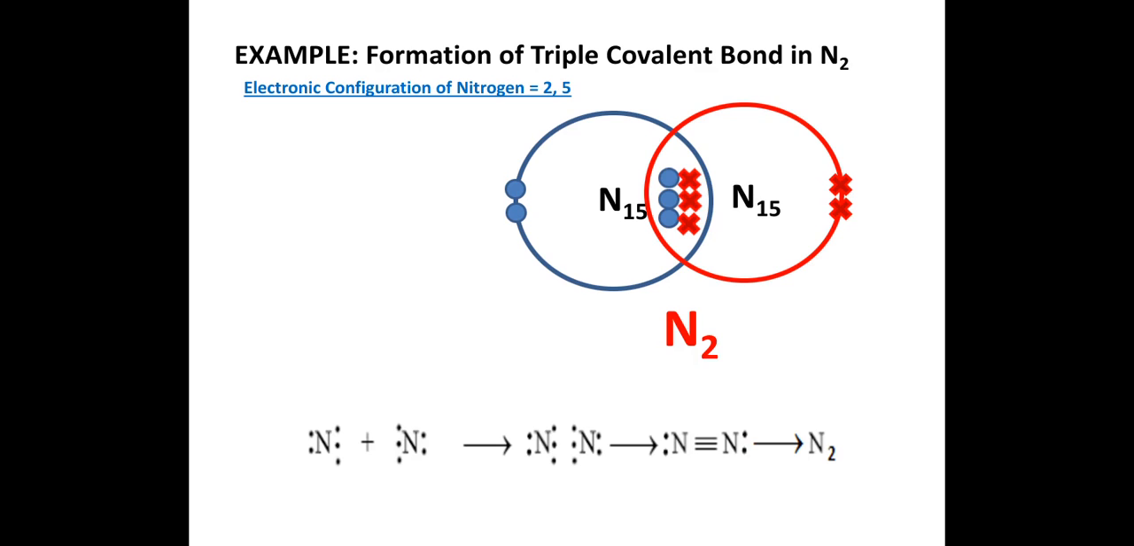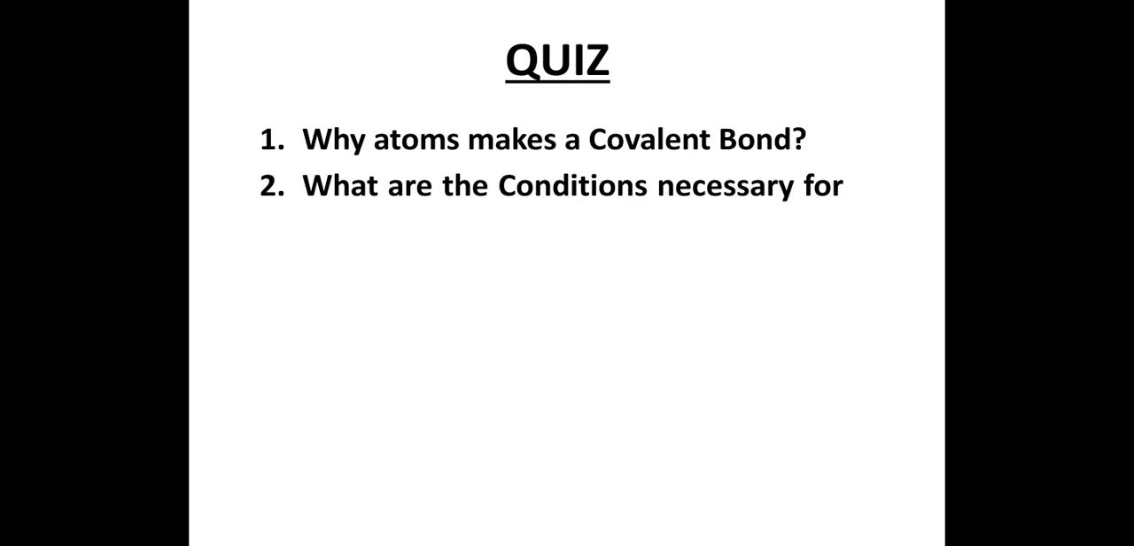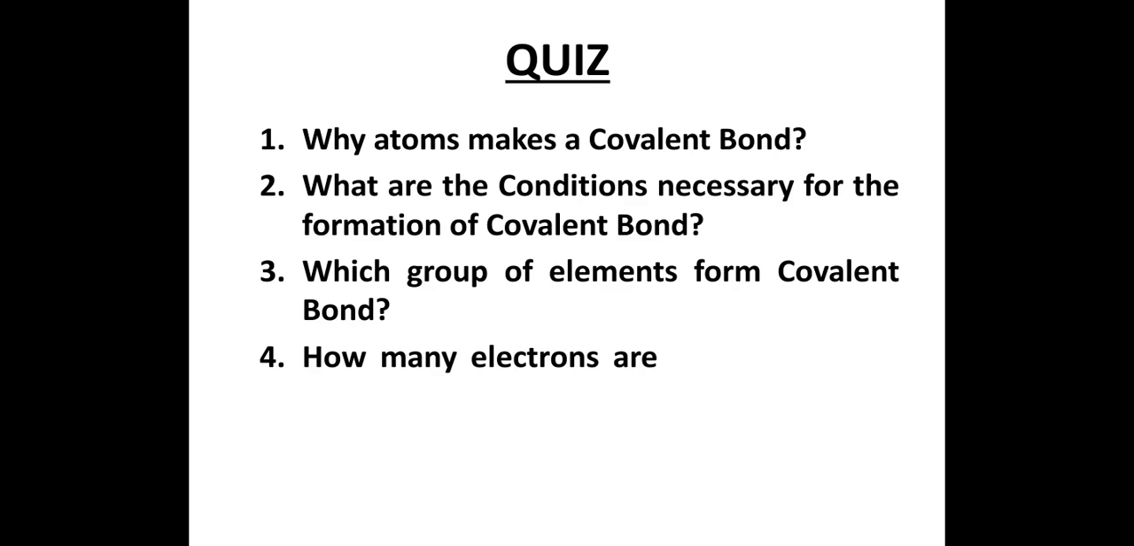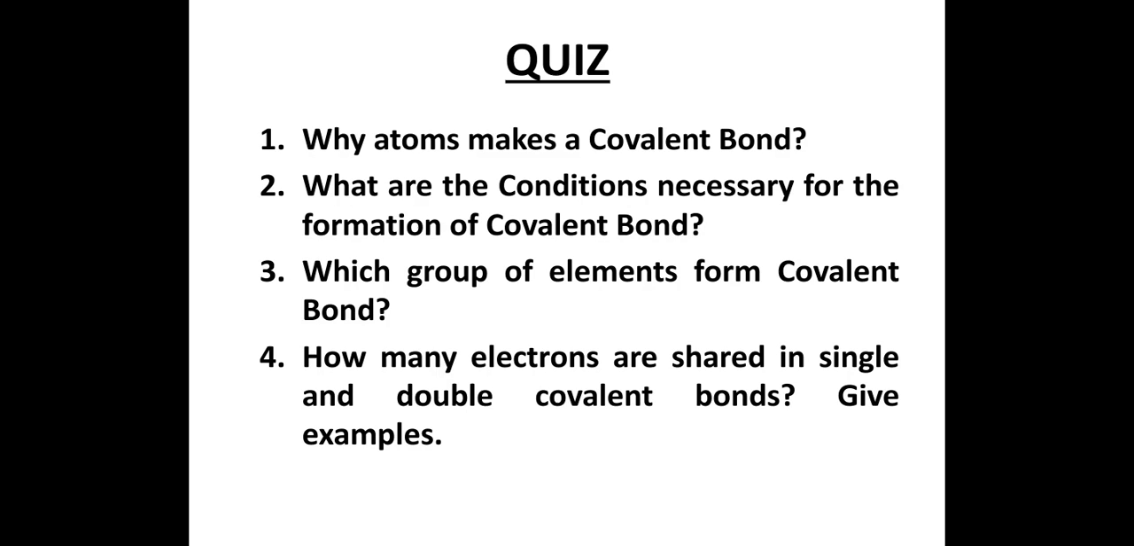Now there is a quiz for you. Why do atoms make a covalent bond? What are the conditions necessary for covalent bond? Which group of elements form covalent bonds? And how many electrons are shared in single and double covalent bonds? Give examples. This is the end of lecture 2.